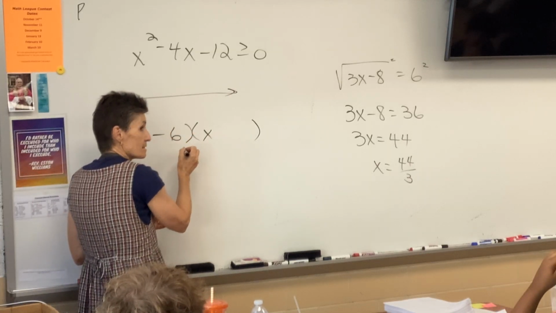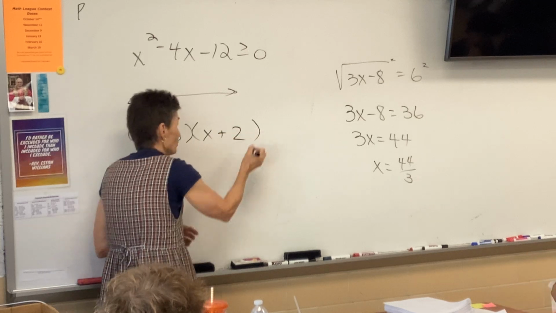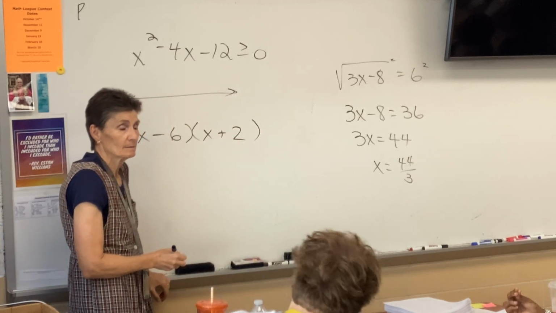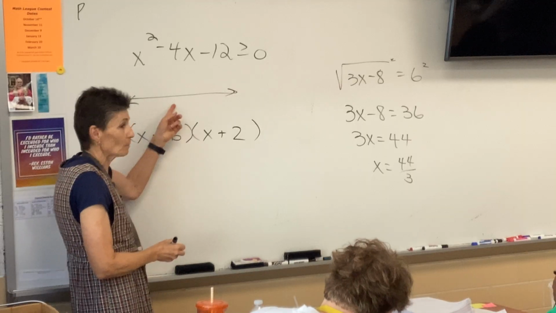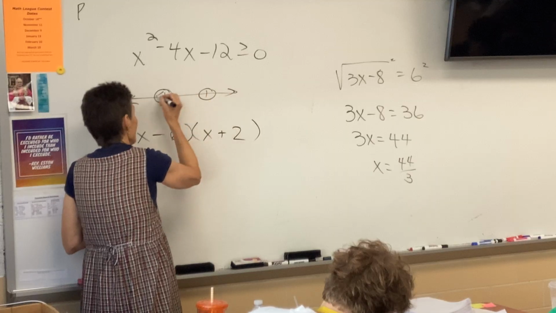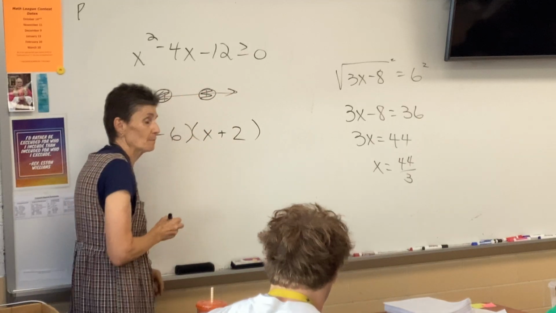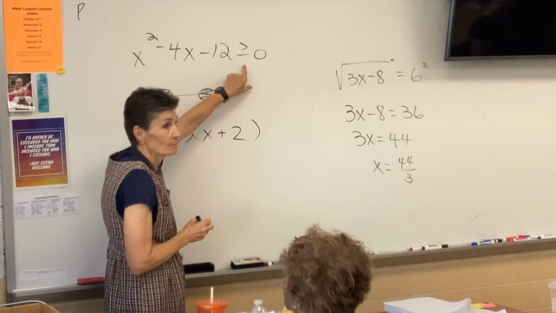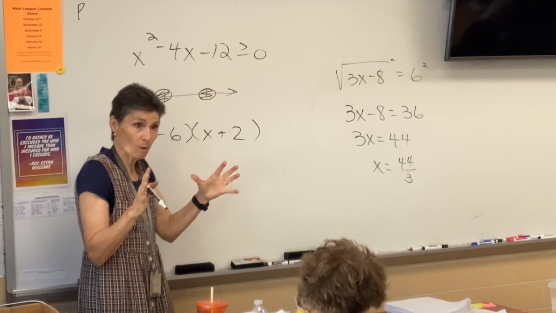Minus 6, plus 2, perfect. Absolutely perfect. Now I've got my number line already. So I'm going to have 2 dots on the number line and they will be closed in, right? Which means in my answer I'll be using brackets.